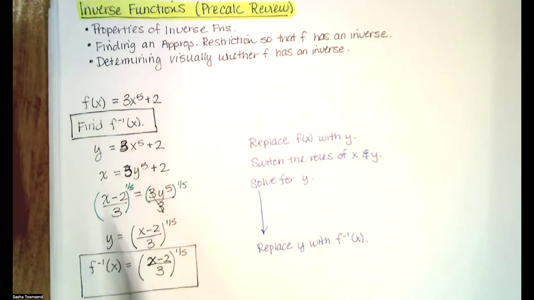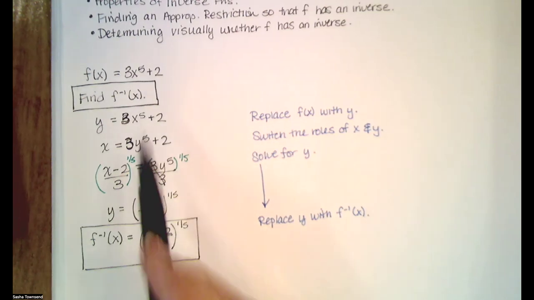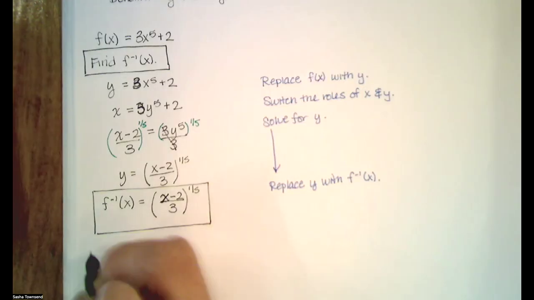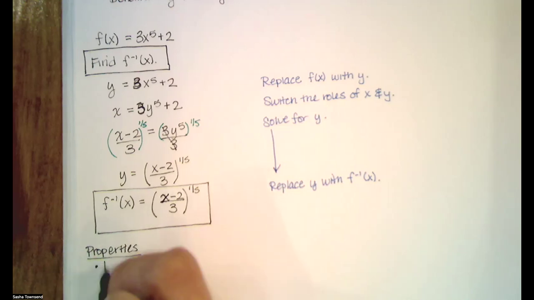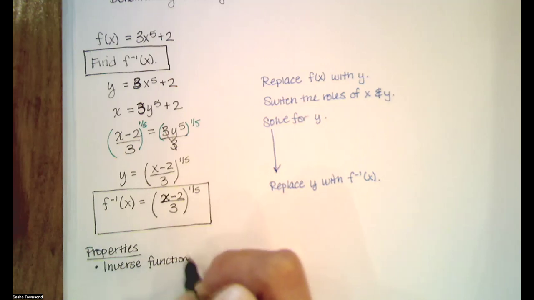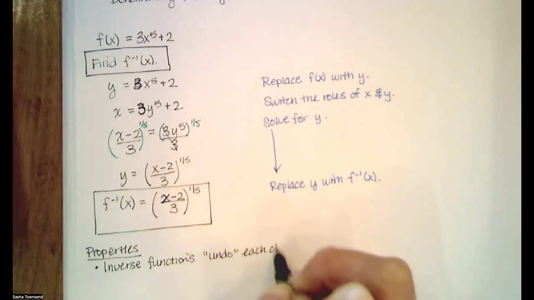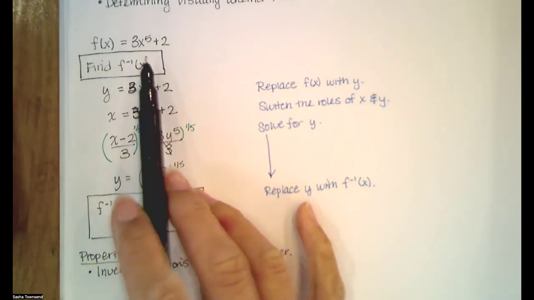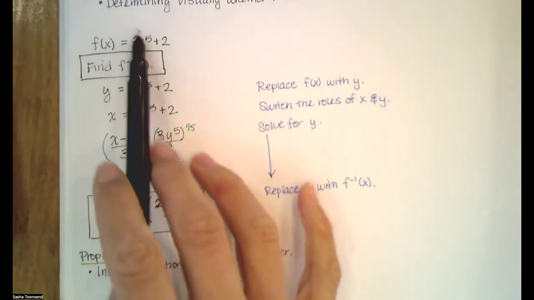And one of the effects of using this process to find f inverse is that f inverse is a function that will undo everything that f initially did. So here's the beginning of our list of properties. Inverse functions undo each other. And I think we can see why that's the case. If the inverse function is found in this way, this function is definitely going to undo everything that this function did.